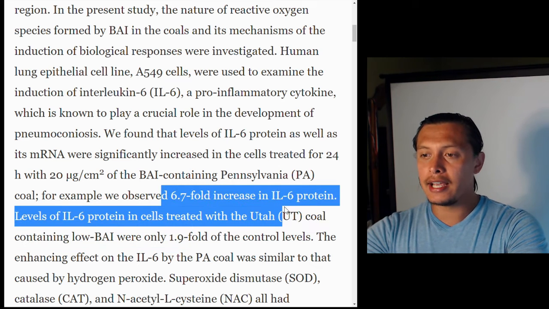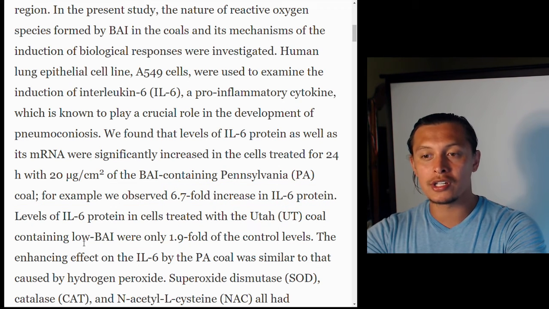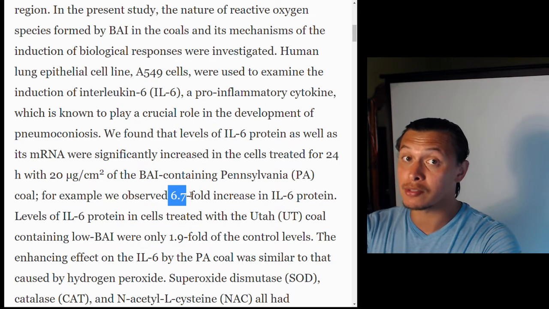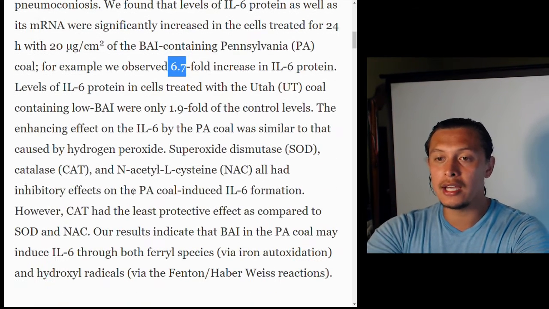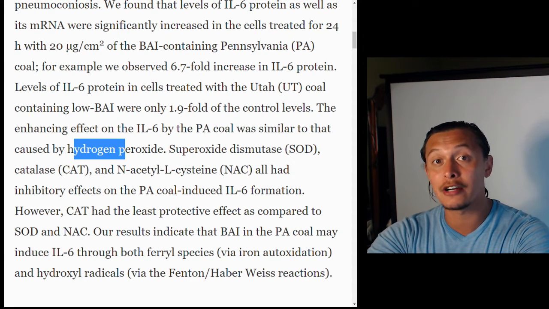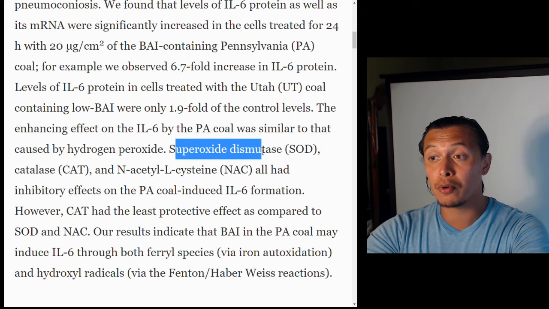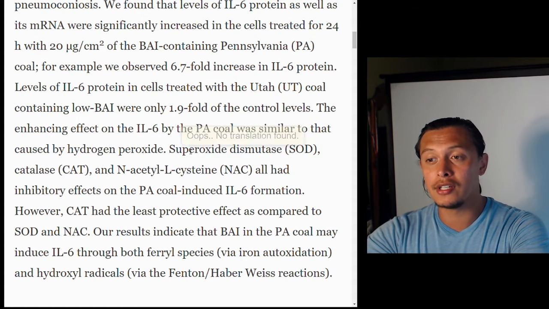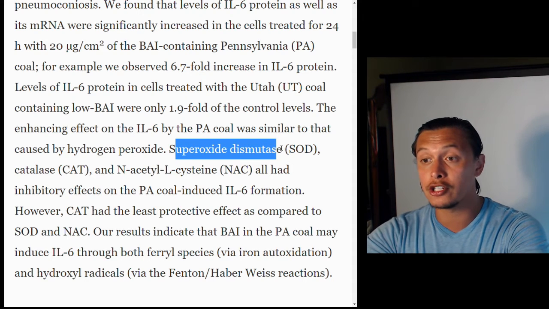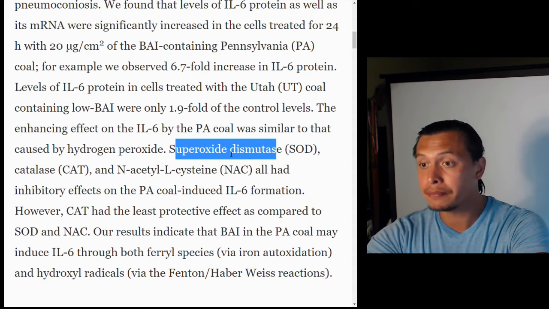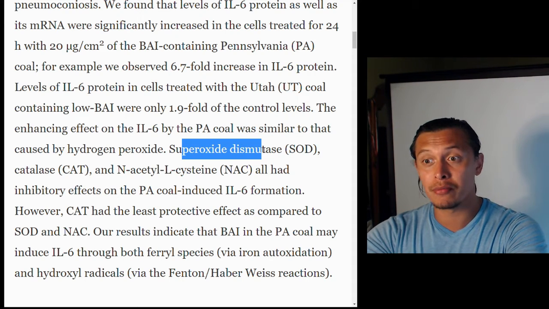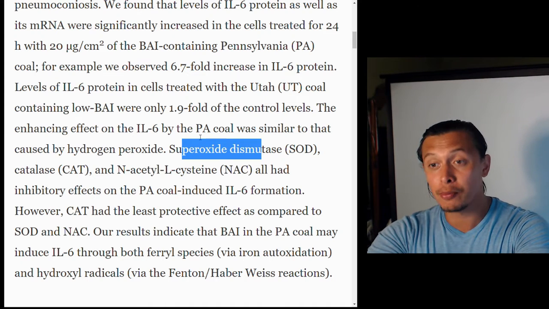And when it was treated with Utah coal, which contains low bioavailable iron, it was only a 1.9-fold increase versus the 6.7-fold increase. So the enhancing effect on interleukin-6 by the Pennsylvania coal was similar to that caused by hydrogen peroxide. Superoxide dismutase is an enzyme that will remove superoxide from the system and turn it into hydrogen peroxide. So hydrogen peroxide is actually less damaging than superoxides are.